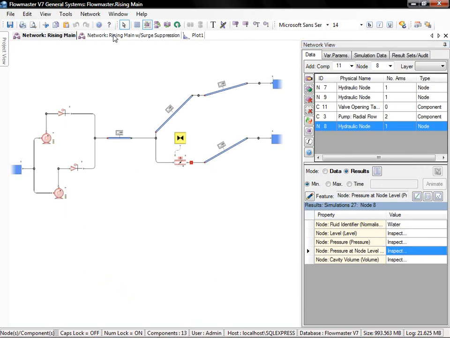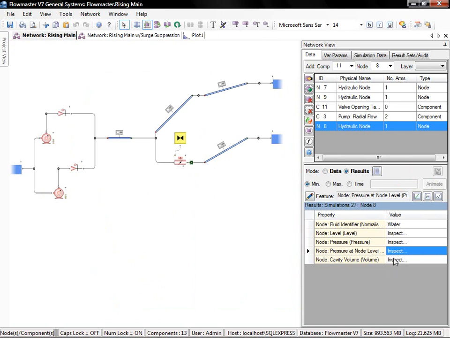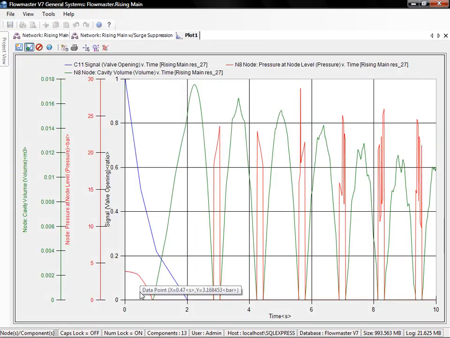And so if we look at the pressure on the same plot, what we can see is that we have an initial pressure surge, then dropping down to the vapor pressure of the liquid, in this case water. And then we have several pressure spikes following that. What we want to take a look at is what cavity volume Flowmaster is predicting is being generated at that node. And as we can see, it is predicting several cavity volumes being generated.